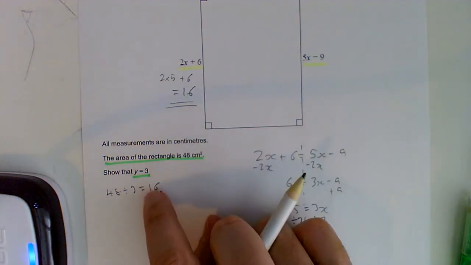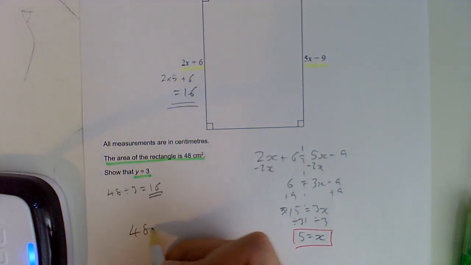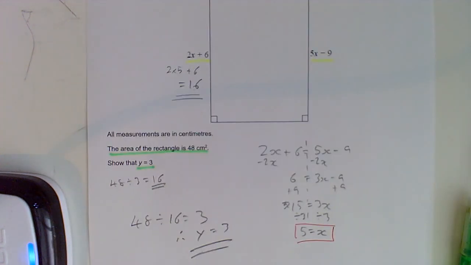Okay, could I suppose have just done this bit at the end and said, well, if the area is 48, 48 divided by 16 equals 3, therefore y equals 3, and we've proved it that way. Okay, but it's a tough question, that one, just to kind of know how to put it all together.